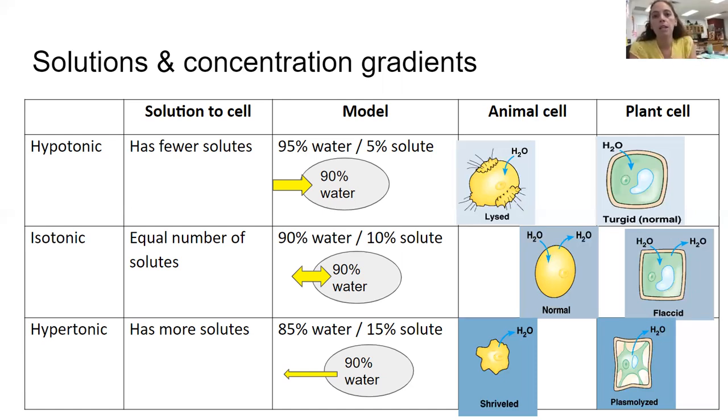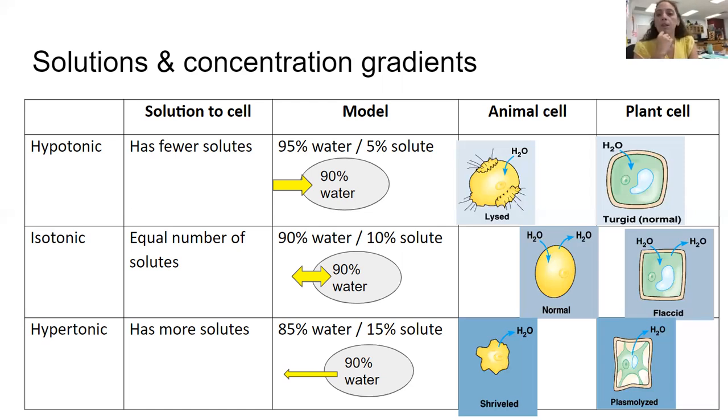Next, isotonic. This has an equal number of solutes in the solution compared to the cell. So in this case, we have 90% water, 10% solute solution, and our cell is also 90% water. In this case, water will move equally, because our molecules are always moving, equally in and out. This is the normal or ideal state for an animal cell. A plant cell, though, we're going to describe as flaccid. And this plant would start to look a little bit wilty. And if it was a plant in your house, it might have you going, that one might need some water.